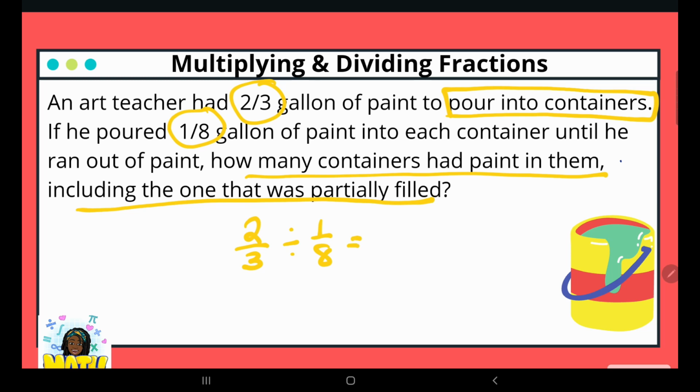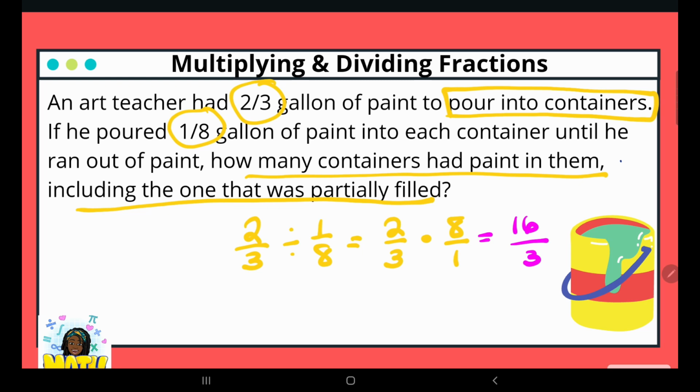I'm going to apply my strategy of keep, change, flip. So I'm going to keep my first fraction, change my sign to multiplication, and then flip my second fraction. Now I'm going to continue with the rules for multiplication. 2 times 8 is 16. 3 times 1 is 3.